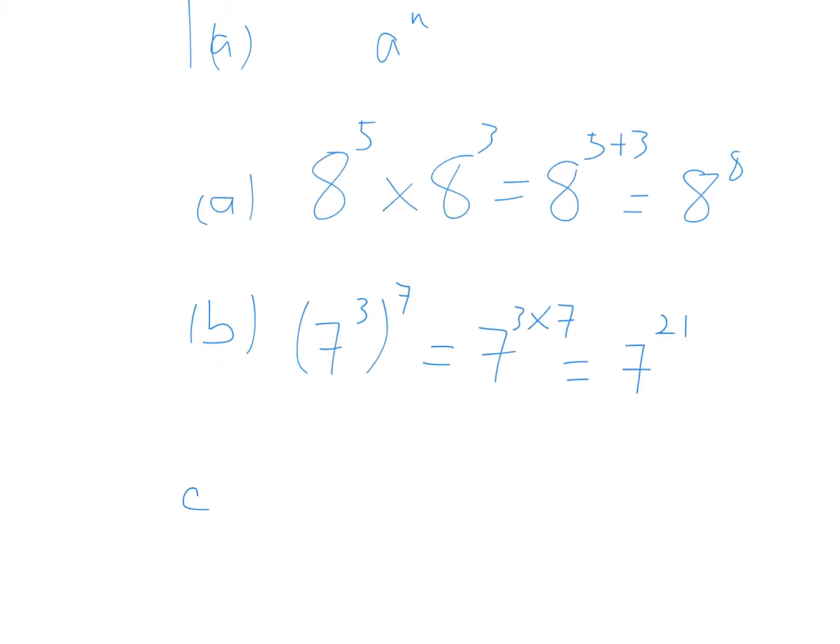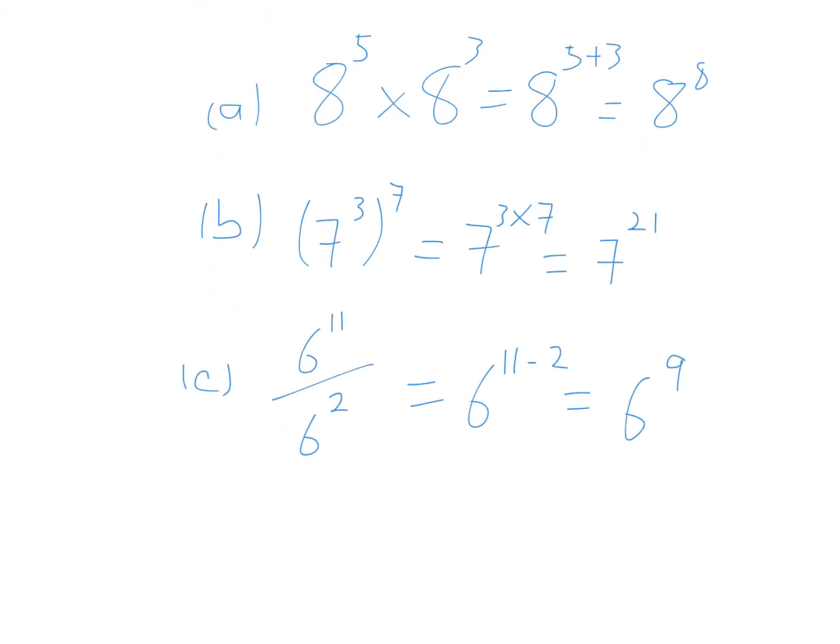For c, I'm going to use index law 2, I think. We've got 6 to the power of 11 divided by 6 to the power of 2. So for this question, index law 2 says if we're dividing two numbers that have the same base number, then we can subtract the powers. So top minus bottom, 6 to the power of 11 minus 2. And then if we simplify 11 minus 2, it gives us 9.